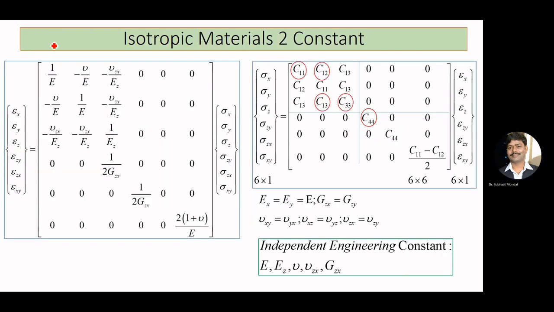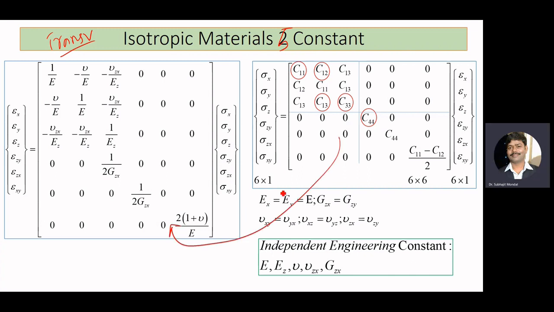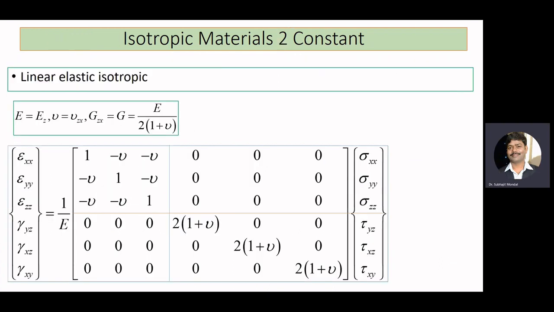For a transversely isotropic material, we have 5 elastic constants, and these can be written in terms of our engineering constants like this. Here we have 5 elastic constants: E, Poisson ratio, Ez, Poisson ratio in the zx plane, and our shear modulus in the zx plane. So the 5 independent elastic constants can be correlated with our engineering constants like this.